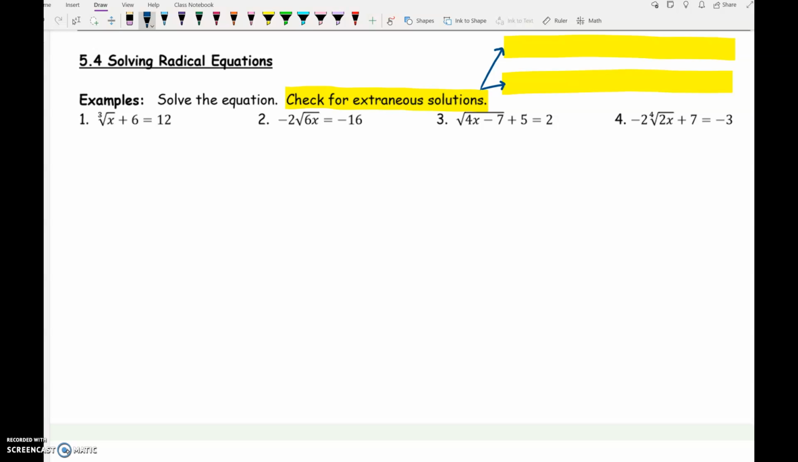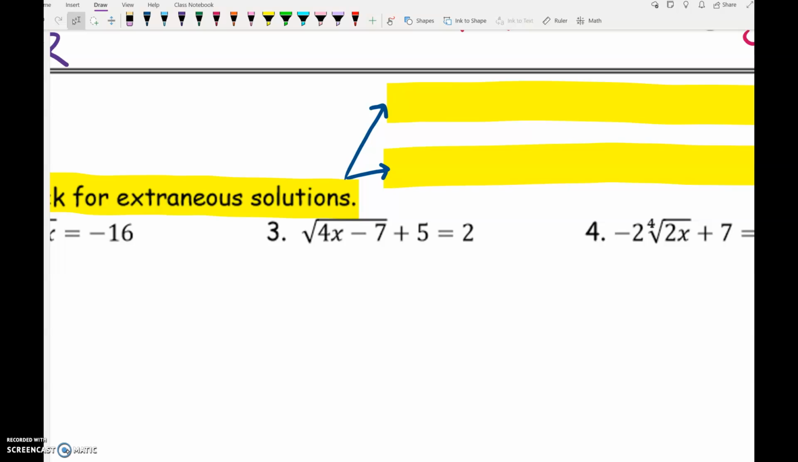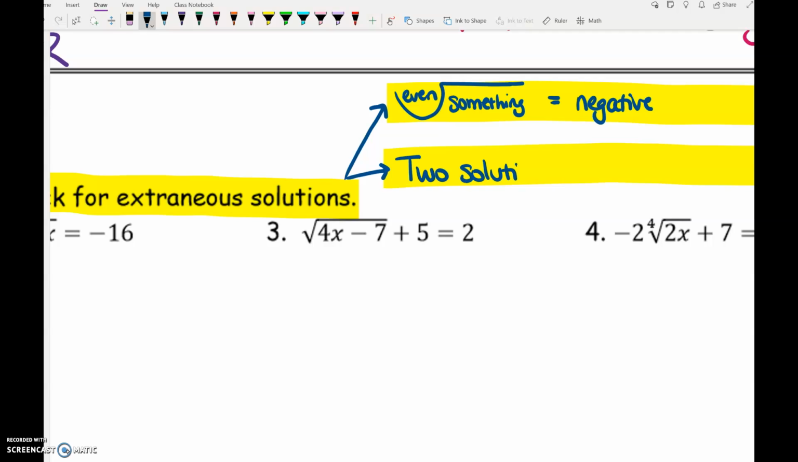The two scenarios are, I'm going to zoom in here so it's easier to read. If at any time in the solving process you have an even radical with something under the radical, and the other side of the equation is a negative number, that is a red flag. That indicates that we may end up with an extraneous solution. The other situation is when you have more than one solution. If in the process of solving you end up with more than one solution, definitely check both of them because the likelihood that one of them doesn't work is high.